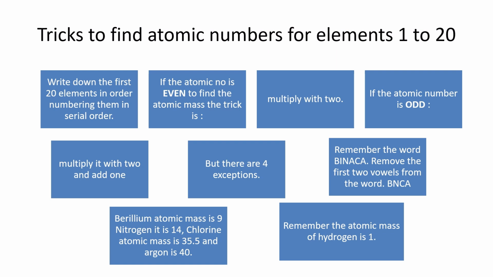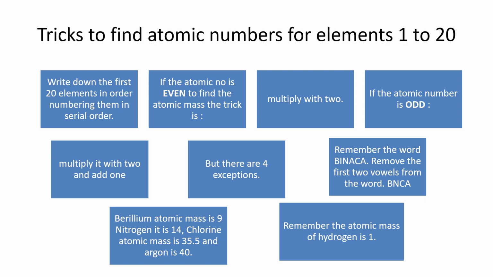Here are some tricks to find atomic numbers for elements 1 to 20. Write down the first 20 elements in order, numbering them in serial order. If the atomic number is even, to find the atomic mass, the trick is multiply with 2. If the atomic number is odd, multiply it with 2 and add 1. But remember there are 4 exceptions. Remember the word binaka. Remove the first 2 vowels from the word binaka and we get B and C A. So these 4 elements have different atomic numbers.